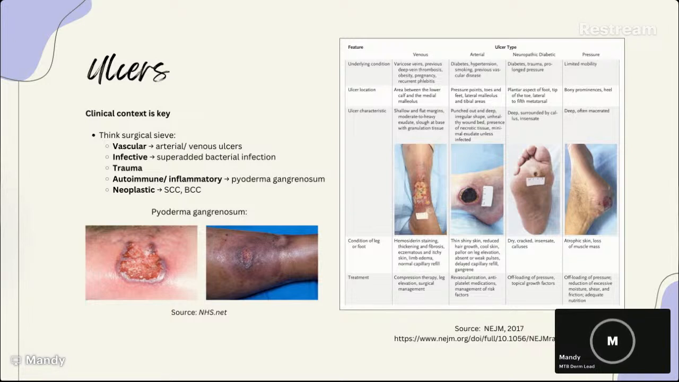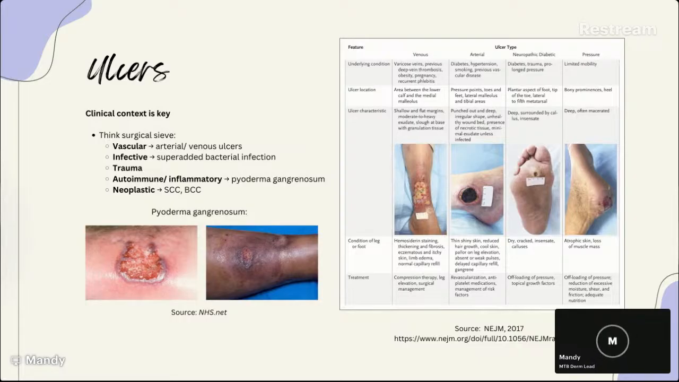So we can think about vascular. We're thinking about arterial and venous ulcers. So if you look at the table on the right hand side from New England Journal of Medicine, you can see that there are some images of venous ulcers in the second column, and an image of the arterial ulcer in the third column. Now they look slightly different from each other. We talked about the venous ulcers previously in that question. With the arterial ulcers, they're of course more punched out, they're deep and irregular, and they often can have this necrotic tissue. Whereas with the venous ulcers, it was more the granulation tissue that we saw and the slough at the base.